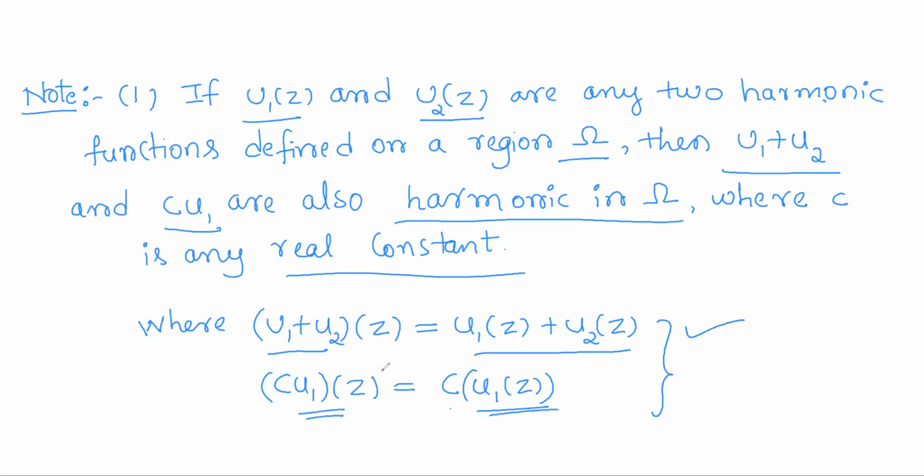So whenever we have two harmonic functions, U1 and U2, then their sum will also be harmonic. So we can verify it very easily. Given U1 and U2 are harmonic. So U1 and U2 are harmonic means what?